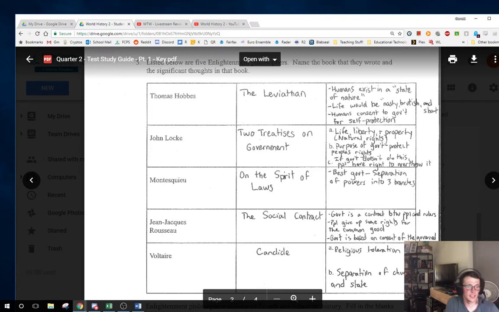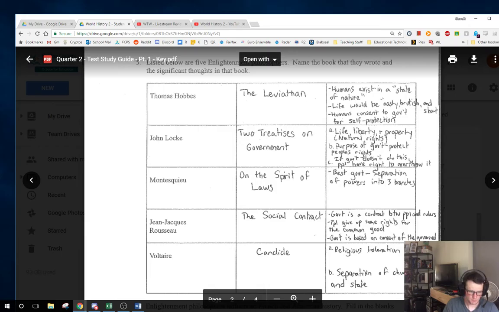Okay, so next one on the line, you have John Locke. John Locke writes Two Treatises on Government. He is the big natural rights guy: life, liberty, and the protection of property, right? And the purpose of a government is to protect those natural rights of the people. If the government is not doing this, then it's the people's right to overthrow the government. And he also believes that government gets its power from the people, from the consent of the governed, right?